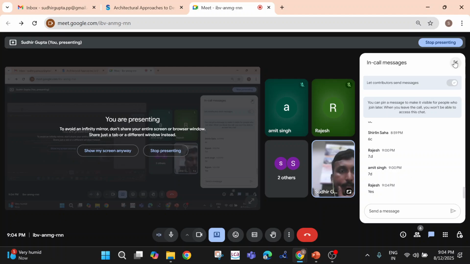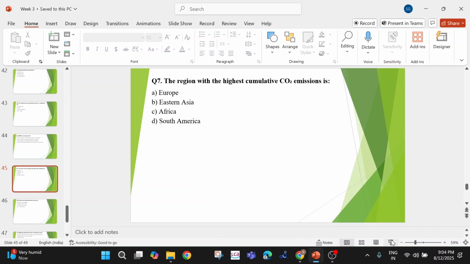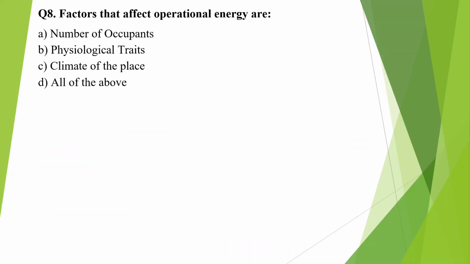So let's move to the eighth question, without wasting much of our time. Here is question number 8: factors that affect operational energy are. Which factor affects the operational energy? You try to answer.